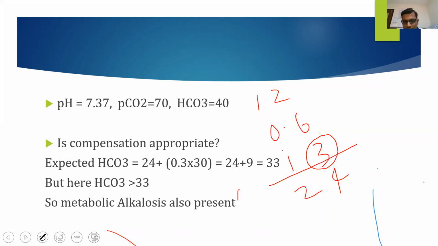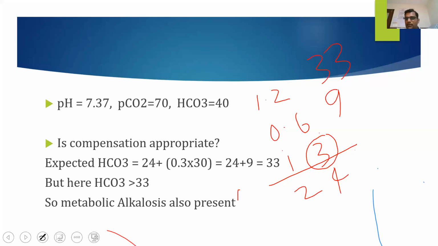So in this example, the CO2 is increased from 40 to 70. So it means it has increased by 30. Okay, so this is 3 change per 10 CO2. So for 10 CO2, there will be 3 increase in bicarbonate. Now it has increased by 30, so it will be 3 into 3. So the bicarbonate will increase by 9. So from 24 plus 9, proper compensation in a chronic respiratory acidosis, the bicarbonate would have been 33.